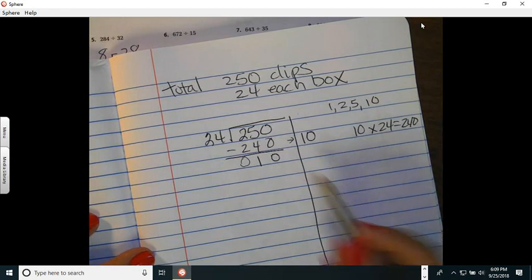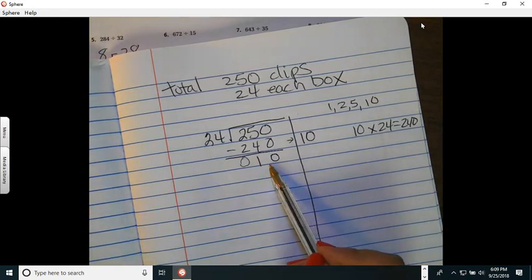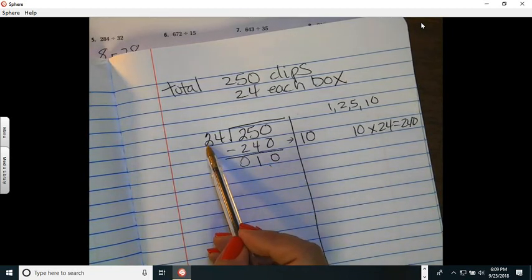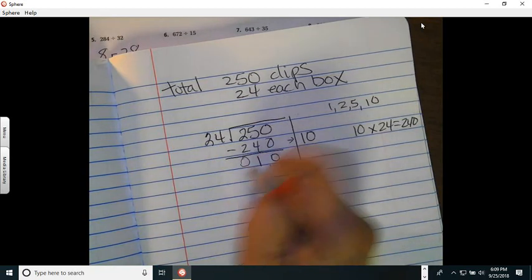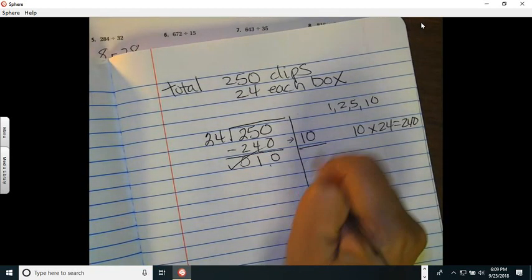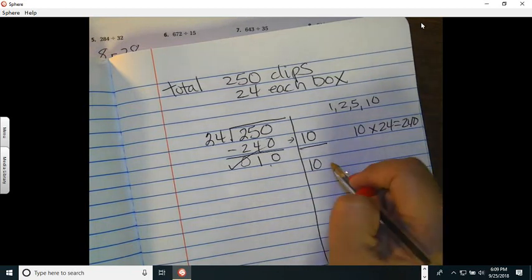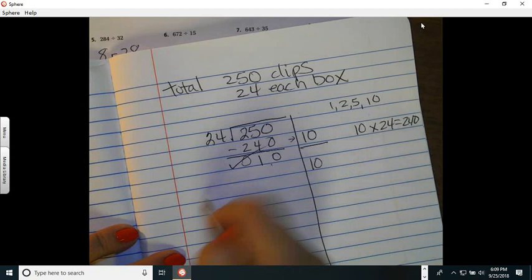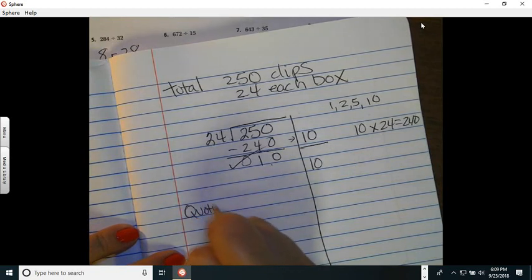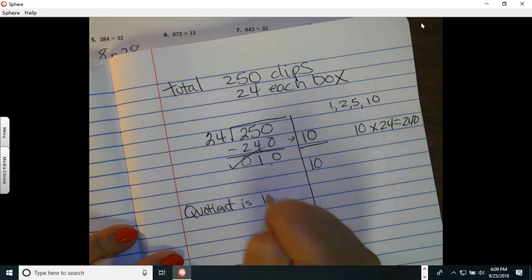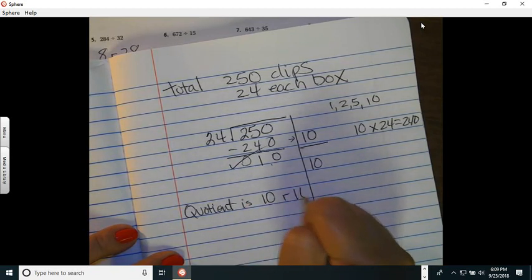Alright. Is my dividend, my reduced dividend, smaller than my divisor? Yes, it is. So I'm done. Check mark there. I can't go any further. So my answer is 10. So let's take a look at this. My quotient is 10 with a remainder of 10.